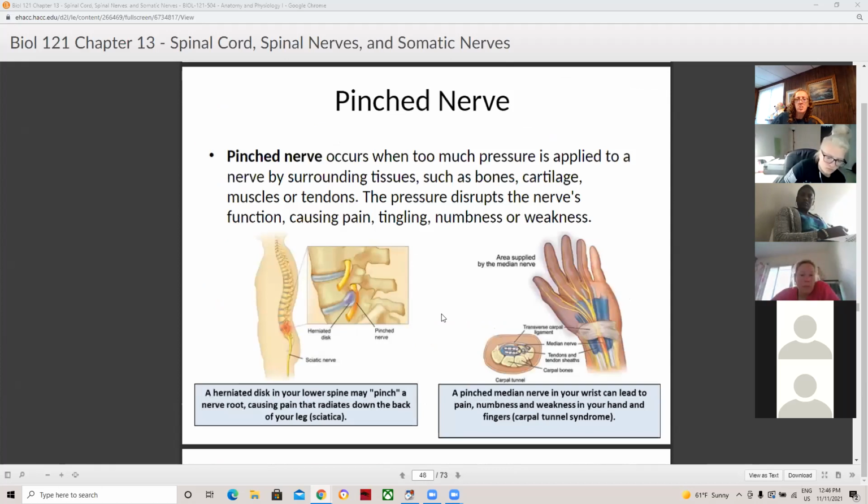A pinched nerve occurs when too much pressure is applied to a nerve by the surrounding tissues. So it can be bones, cartilage, muscles, or tendons. The pressure disrupts the nerve's function and can cause pain, tingling, numbness, or weakness. For example, a herniated disc in your lower spine can pinch a nerve root, such as your sciatic nerve, and cause sciatica. A pinched median nerve in your wrist is what results in carpal tunnel syndrome. Or the basis of carpal tunnel syndrome is a pinched median nerve.